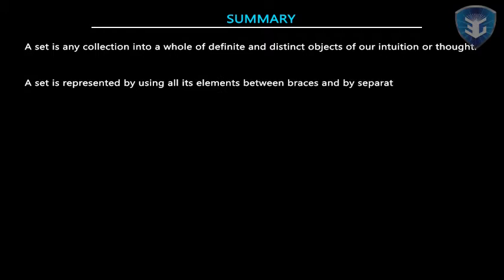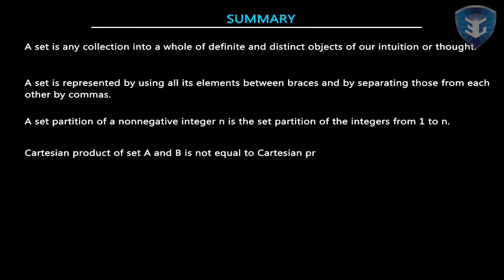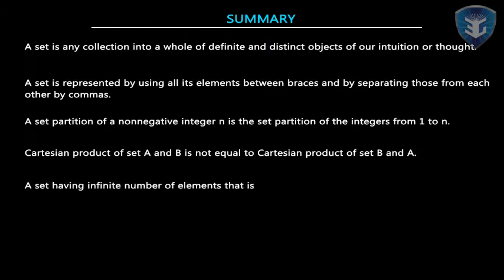Now in the end, let us summarize what we have learnt in this lecture. A set is any collection into a whole of definite and distinctive objects of our intuition or thought. A set is represented by using all its elements between braces and by separating those from each other by commas. A set partition of a non-negative integer n is a set partition of the integers from 1 to n. The Cartesian product of set A and B is not equal to the Cartesian product of set B and A. A set having infinite number of elements, that is a set where continuing of element is impossible, is also called an infinite set.